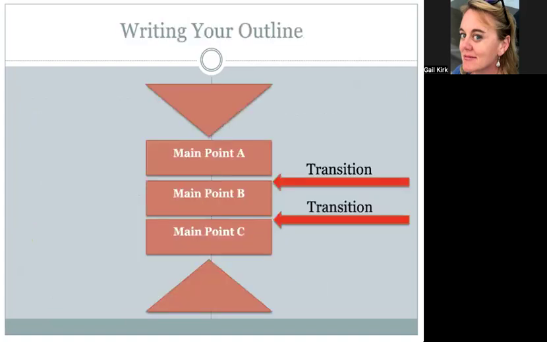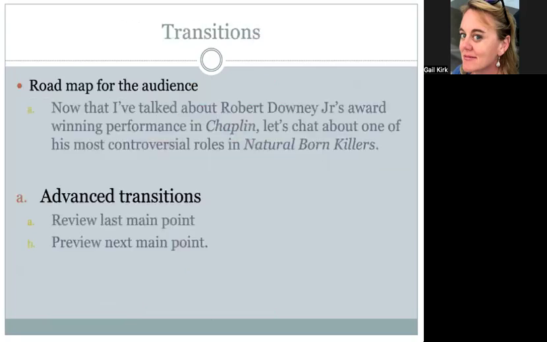But in between your main points, I am going to want to hear about transitions. Now, transitions are part of that roadmap for the audience. The best transitions are going to review the last main point and preview the next main point. For example, now that I've talked about Robert Downey Jr.'s award-winning performance in Chaplin, let's chat about one of his most controversial roles in Natural Born Killers. I told you we talked about Chaplin, and now we're moving on to Natural Born Killers.